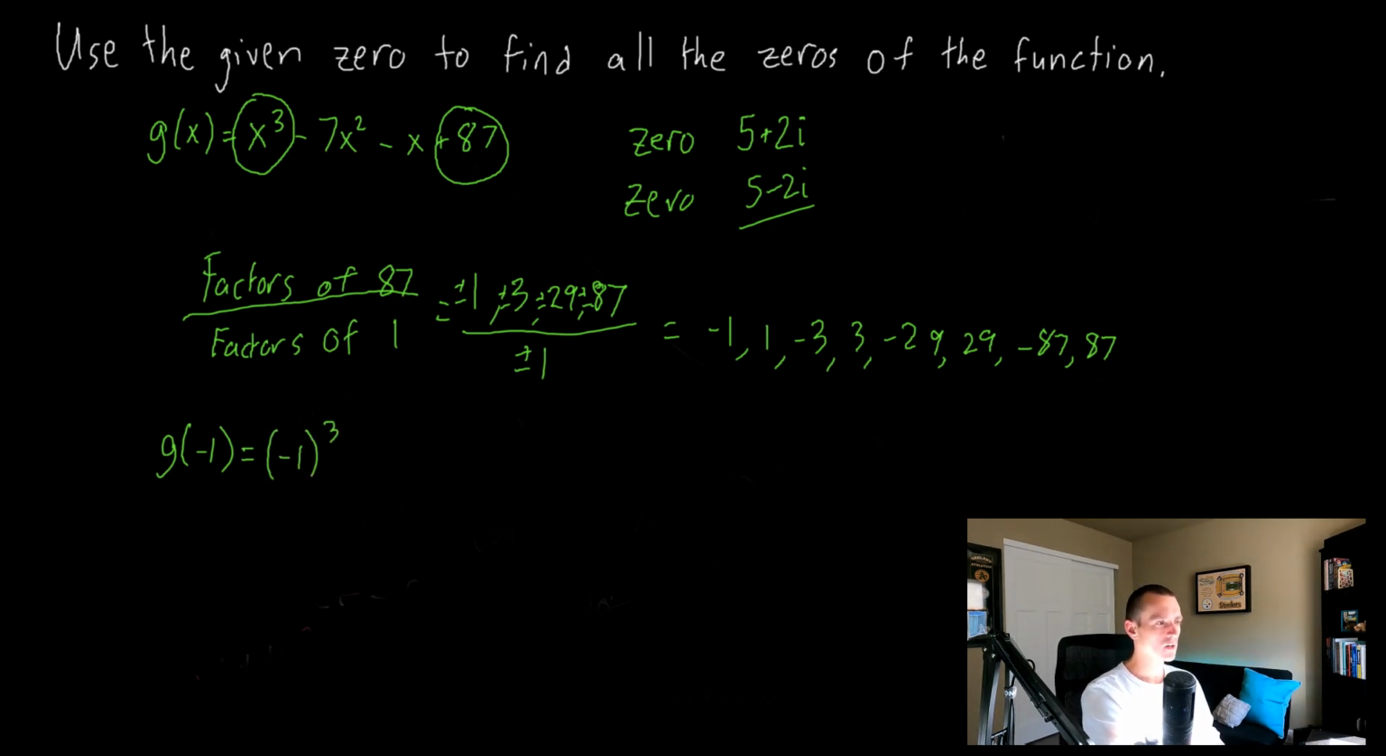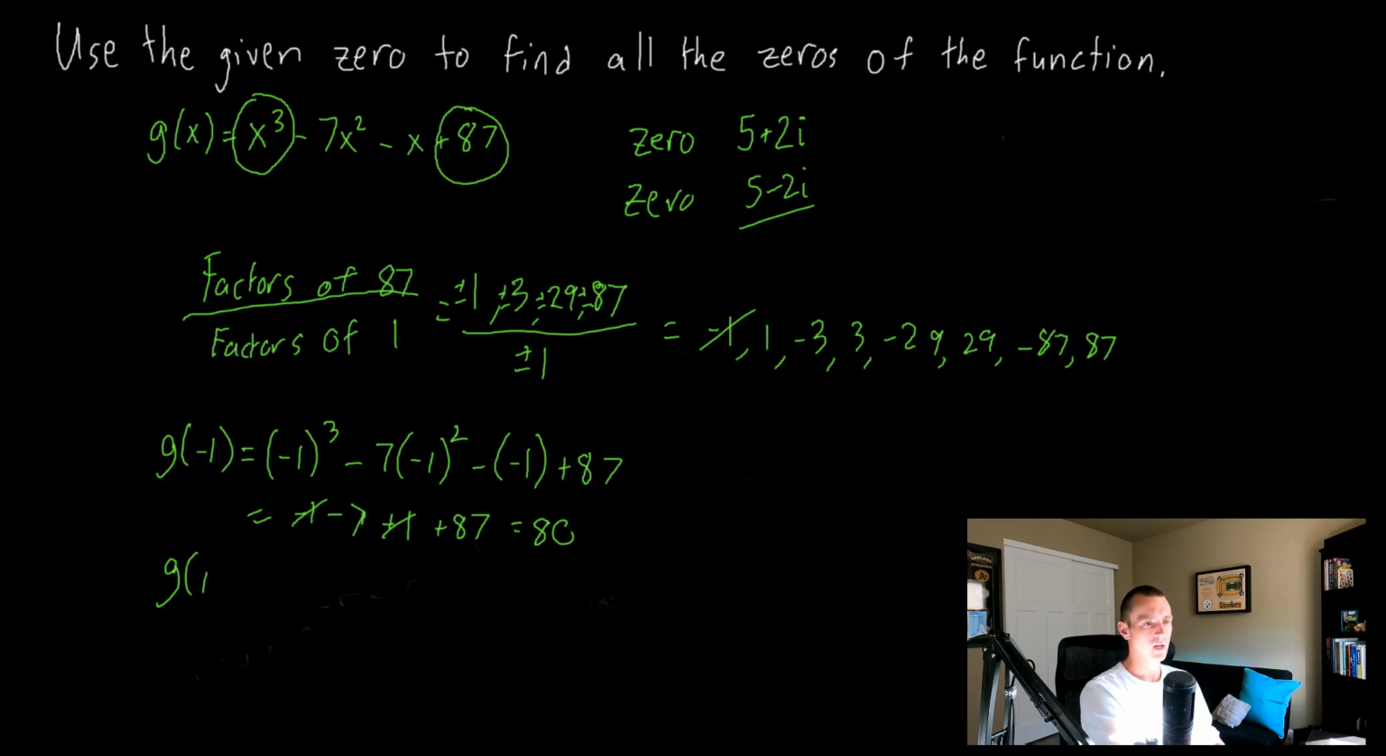So negative 1 cubed minus 7 times negative 1 squared, sorry, minus negative 1 in parentheses plus 87. Okay? Negative 1 cubed is negative 1. Negative 1 squared is positive 1 times negative 7 is negative 7. Minus negative 1 is plus 1 plus 87. Clearly those are going to cancel. Minus 7. This is clearly not 0. It's 80. Okay, so that does not work. So it's not negative 1. We can cross that off the list.